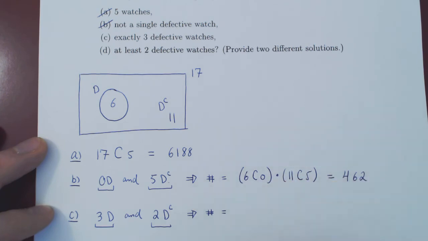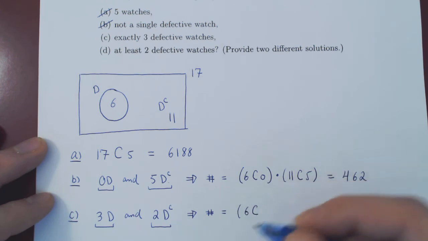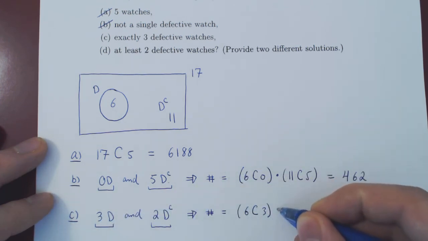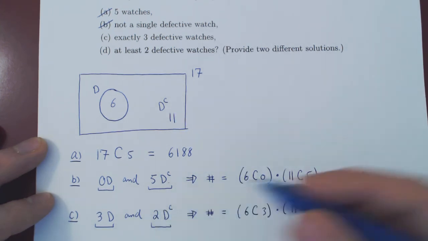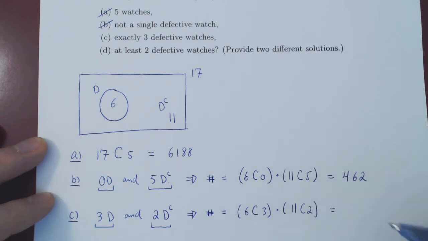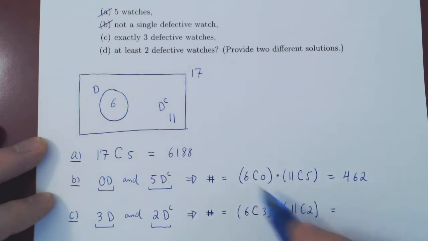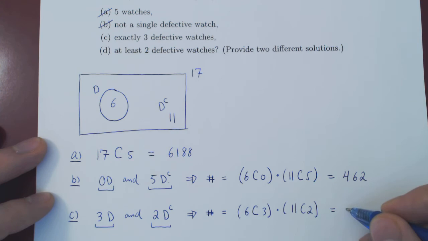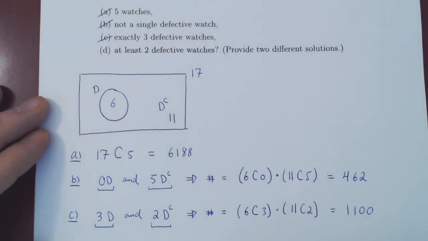So always make sure that when you're counting, in your hands you have a complete selection. 3 defective watches means 3 defective watches and 2 non-defective watches, and now we can count the total number of such possibilities. Okay, defective watches. Out of the 6 defective watches, we are choosing 3, and out of the 11 non-defective watches, we are choosing 2. And now you have a complete selection of 5 watches, 3 coming from the defective ones, 2 coming from the non-defective ones. And again, if you calculate this with your calculator, you will arrive at 1,100 possible such selections. And that's it for C. D is a bit more interesting.